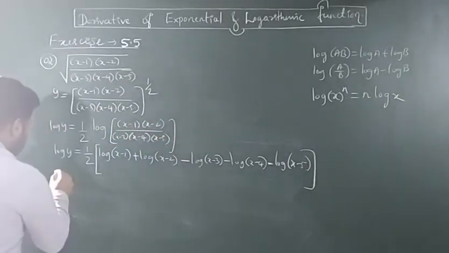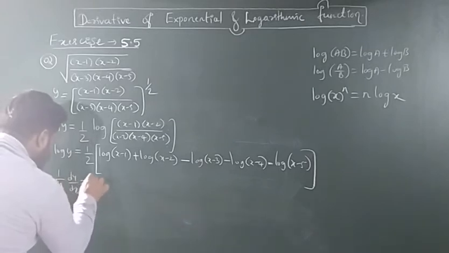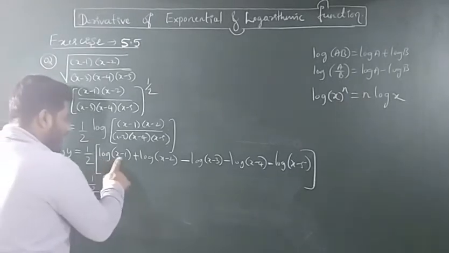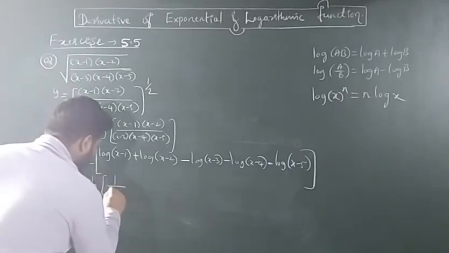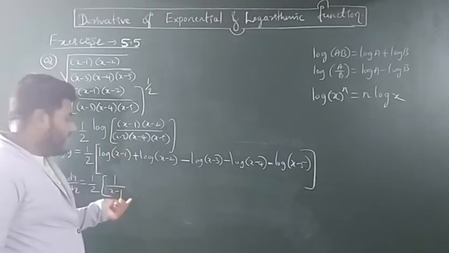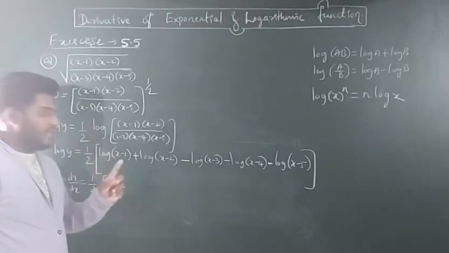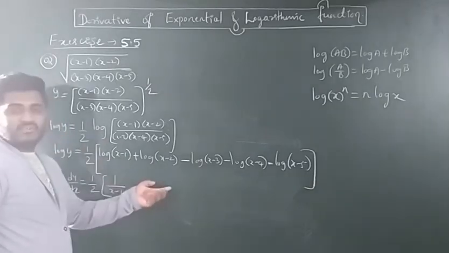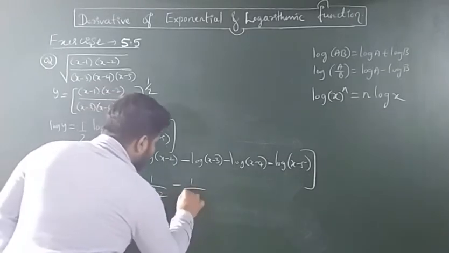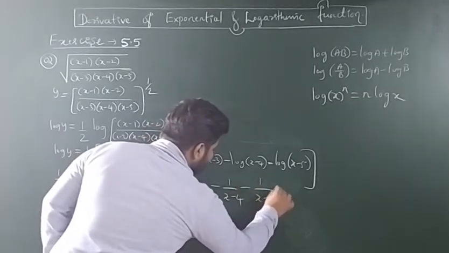Right, now differentiate. Log y differentiation is 1 by y into dy by dx is equal to 1 by 2 into, for log of x minus 1, the differentiation of log x, treat this as x, is 1 by x, because log x differentiation is 1 by x. In place of x we have x minus 1. Again the differentiation of x minus 1 we have to do. The differentiation of x is 1, the differentiation of minus 1 is 0, so it is not necessary to write it again. Next, similarly here 1 divided by x minus 2 minus 1 divided by x minus 3 minus 1 divided by x minus 4 minus 1 divided by x minus 5.